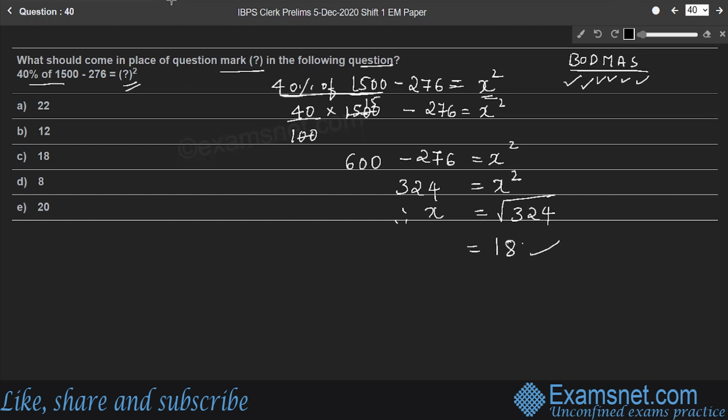So at least we should know the values of squares and square roots, at least up to 400, right? So that we can directly write the values, like the square root of 324 is 18, right? Therefore, the value of x is 18. Therefore, option C. So 18 should come in place of the question mark.